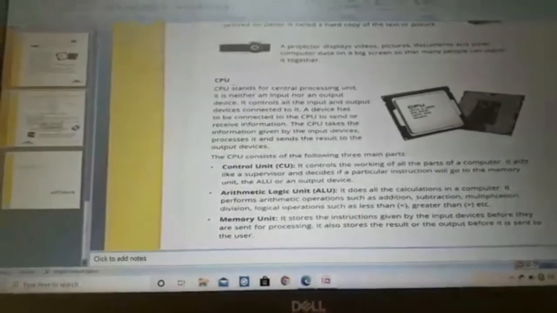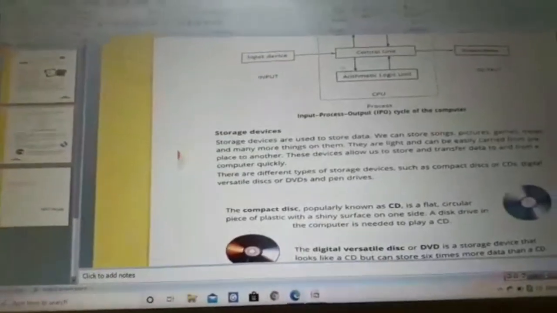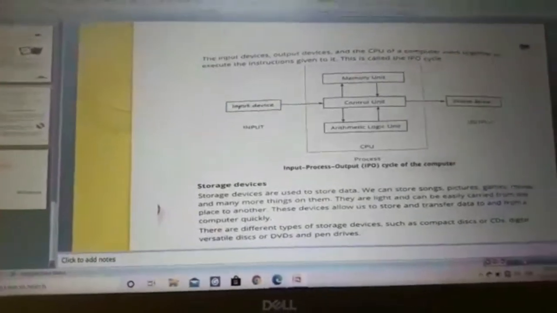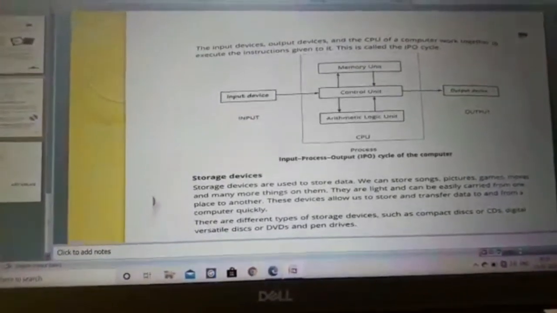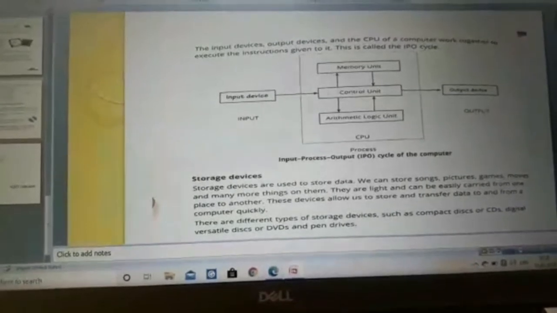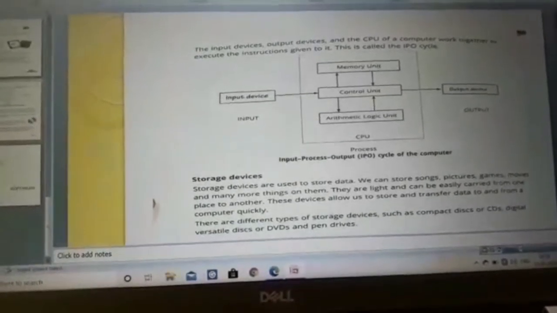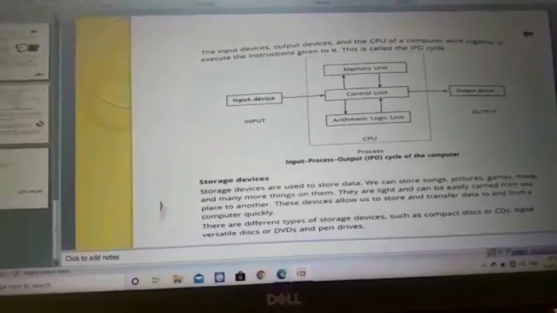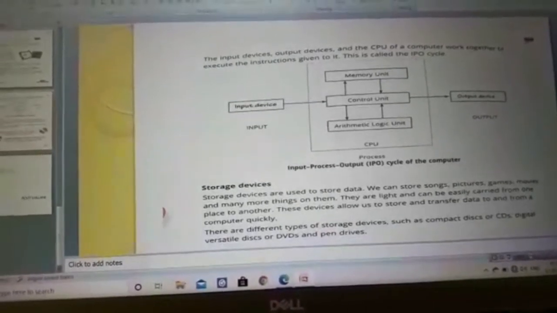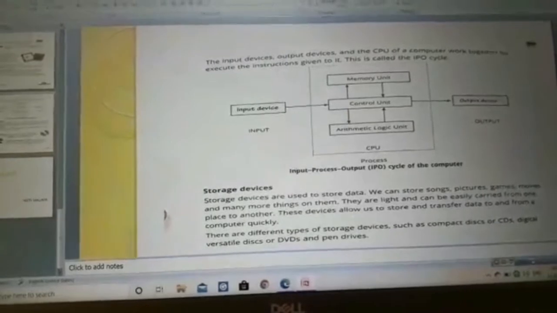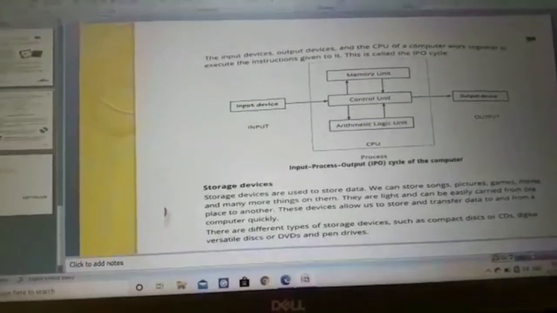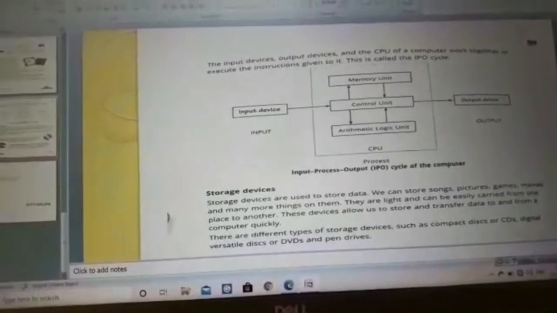Let's move ahead. Now here you can see one cycle. This is called IPO cycle. IPO cycle means input process output cycle of the computer. The input devices, output devices and the CPU of a computer work together to execute the instructions given to it. This is called the IPO cycle.